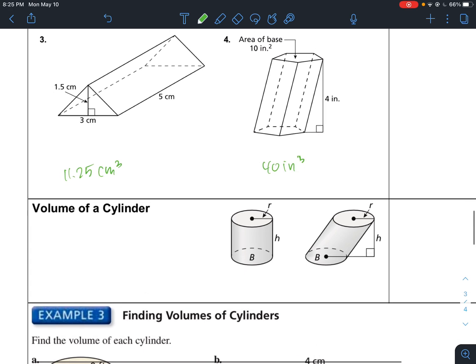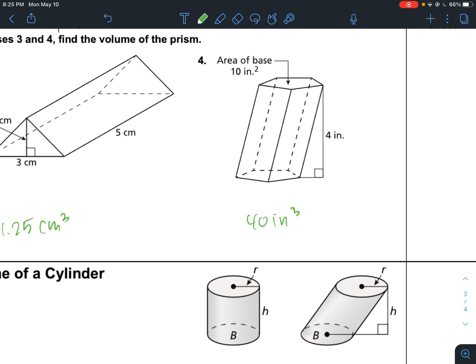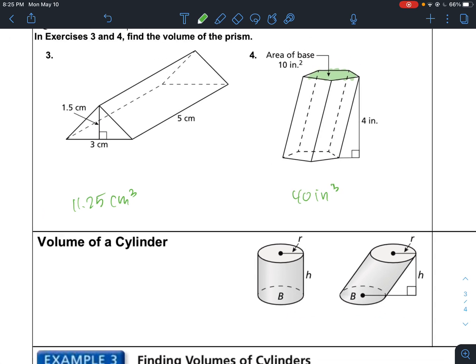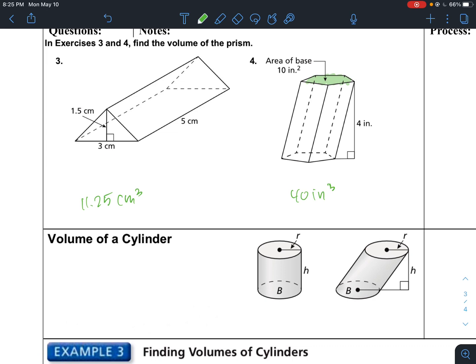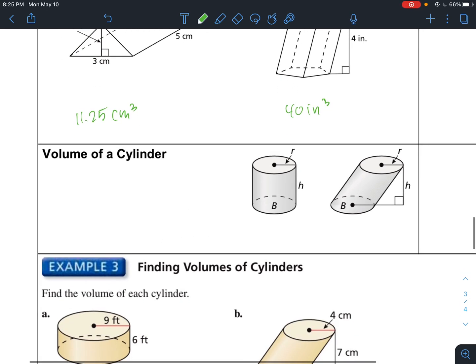Oh, just kidding. Right here, it actually tells you the area of the base. I didn't really recognize that. So the area of the base right here is 10 inches squared. So we pretty much solved this one already. That's the base, and then the height is 4. So 10 times 4 is 40. Sorry, I wasn't paying attention to all the dimensions that it gives you there. But anyways, try this one at least. Find the area of the triangle and then multiply by the height of the prism.